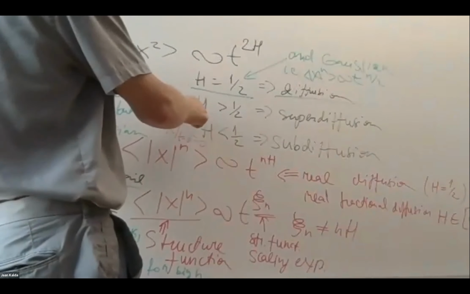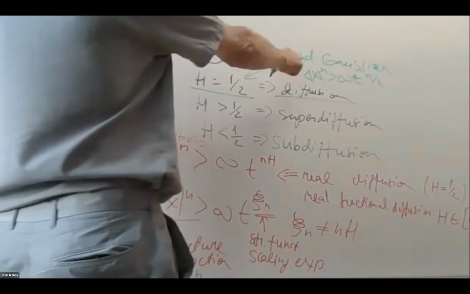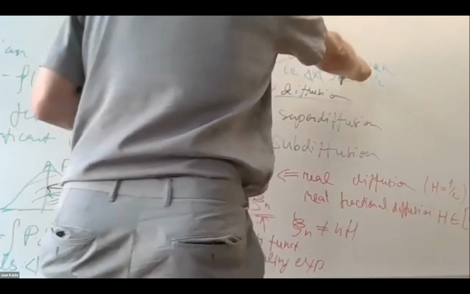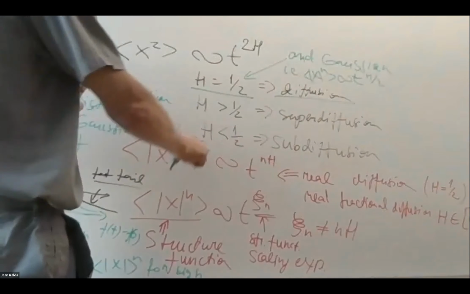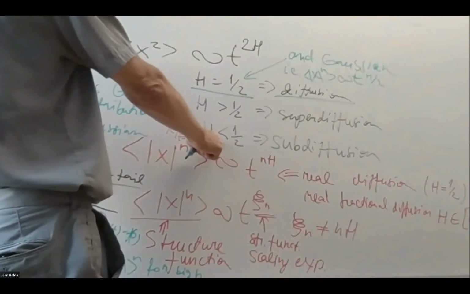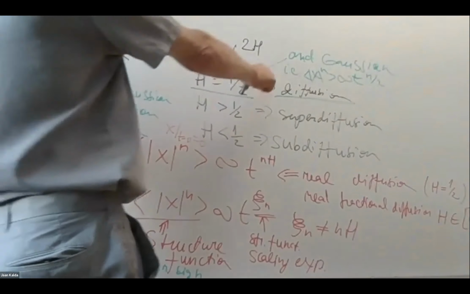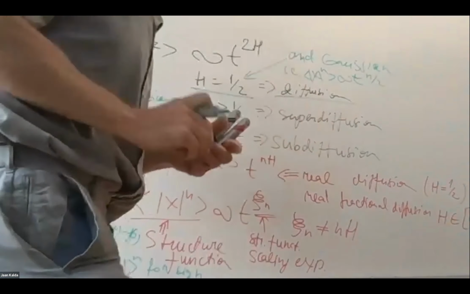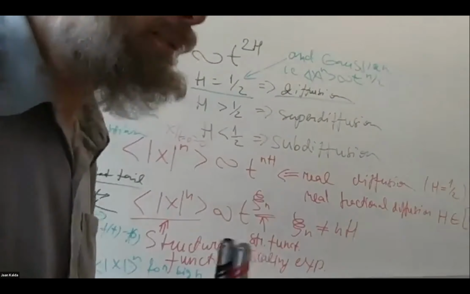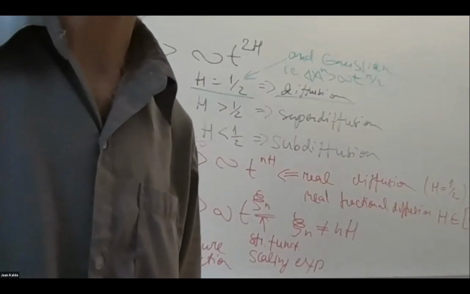And if h is larger than 1/2, and again we have the same addition that it is Gaussian, then we have superdiffusion. And if h is smaller than 1/2, and it is Gaussian, then it's subdiffusion. This is if you want sub- and superdiffusion in its strict sense.